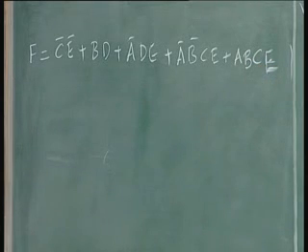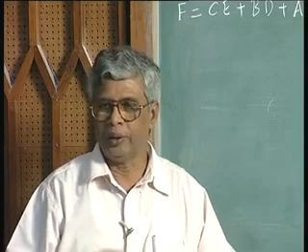This is how we read a 5 variable map. Identify the common cells. Of course, some people draw it side by side, some people draw it together, left and right. It's not a mathematical procedure or anything. It is a convenience. Whichever you feel comfortable with, do it.